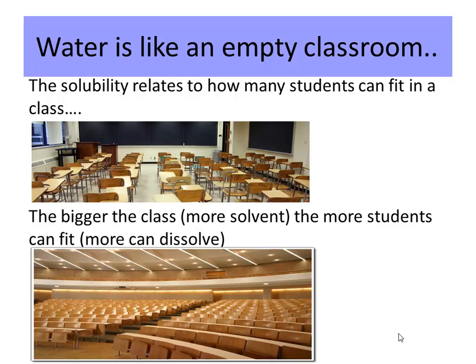So solubility is like an empty classroom. So it's kind of like how many students you can fit in a class. The bigger the class, the more students they can attend. So that's what we kind of want to consider solubility like. When we're calculating solubility, we're just calculating the number of seats in a class. And if we have more water, we can dissolve more stuff. You have a higher solubility. Okay?